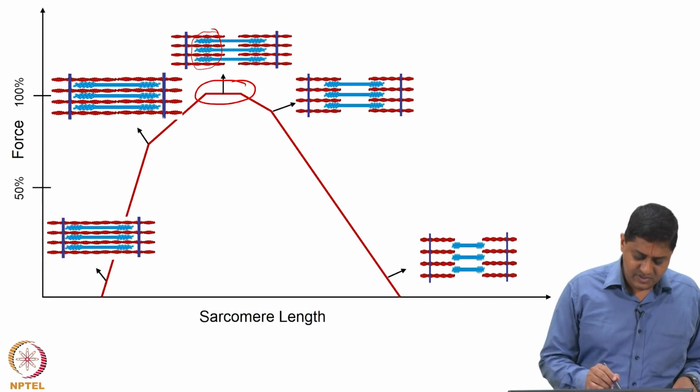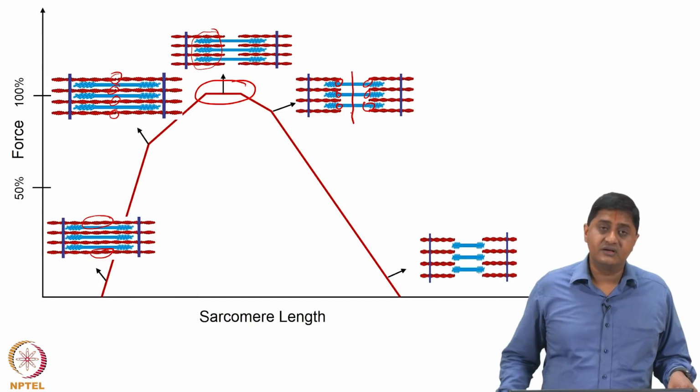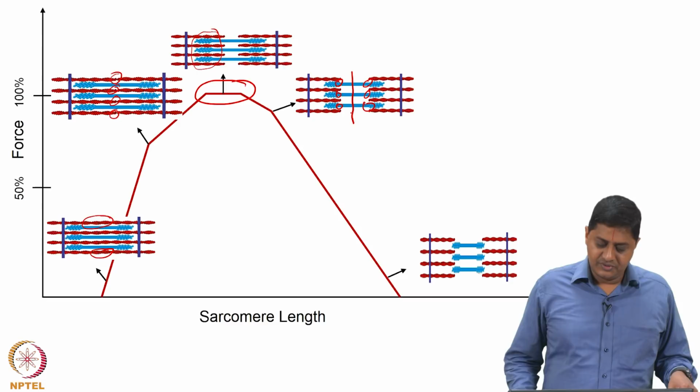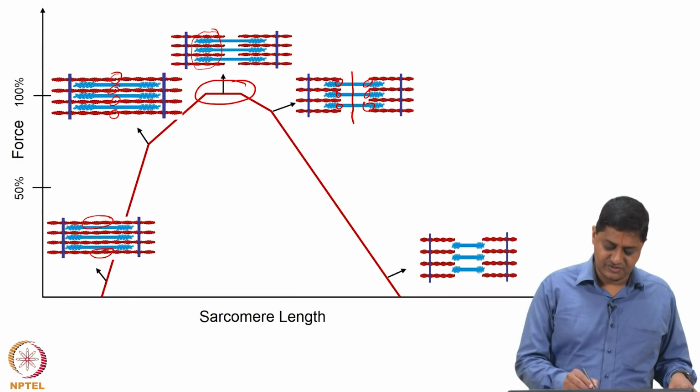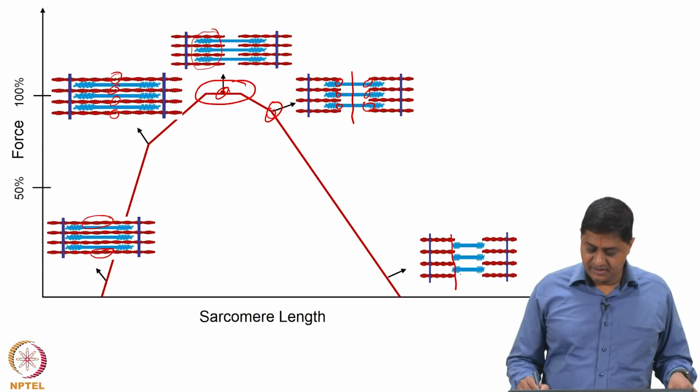At a length that is larger, when the length increases, some myosin molecules close to the middle of the sarcomere are not able to find binding sites on actin. So, they are not able to form cross bridges and produce force. So, the force reduces at this point from here to here, right. And then as the length continues to increase, there is very little or no overlap between actin and myosin, thus resulting in a steep drop of force.